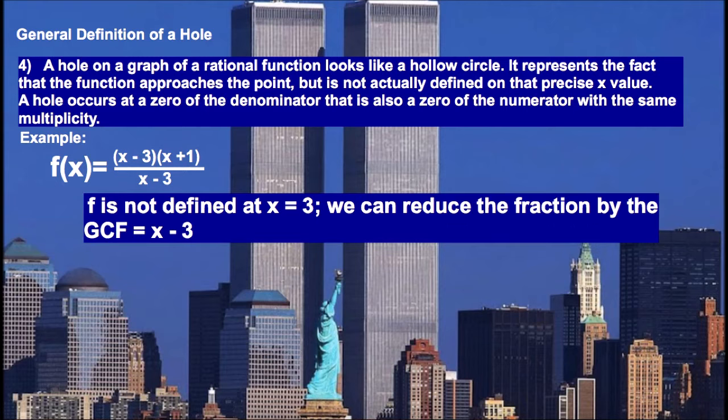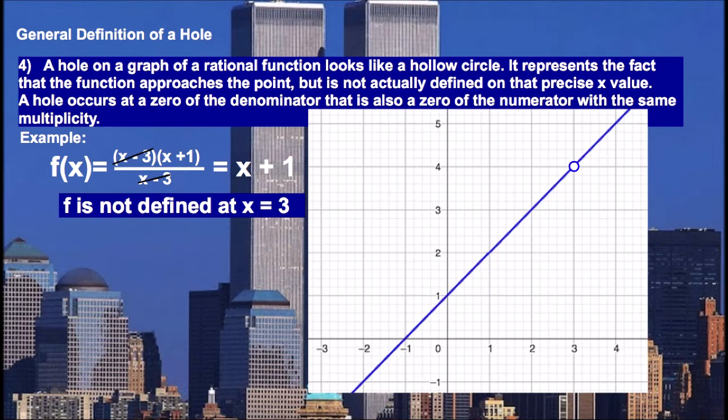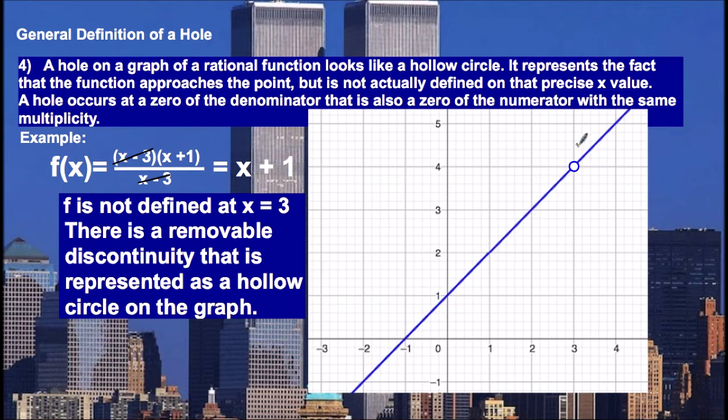We can reduce the fraction by the GCF, x minus 3. There is a removable discontinuity that is represented as a hollow circle on the graph. F is not defined at x equals 3. The hole is at the point with coordinates 3, 4.